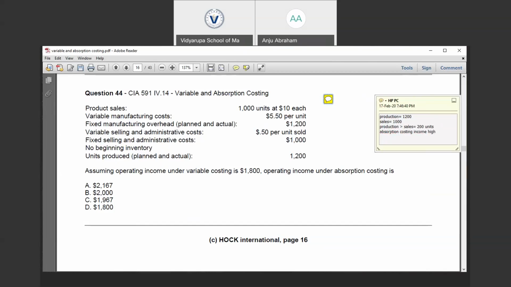Right? So we know that the main causing factor of this increase in the income is those 200 units which remain as ending inventory, carrying the fixed manufacturing overhead. What is the fixed manufacturing overhead? Planned and total was 1,200 for what? For the actual production level of 1,200. So we need to calculate the predetermined fixed manufacturing overhead absorption rate, because only the total figure is provided to us. So we need to calculate this per unit figure.